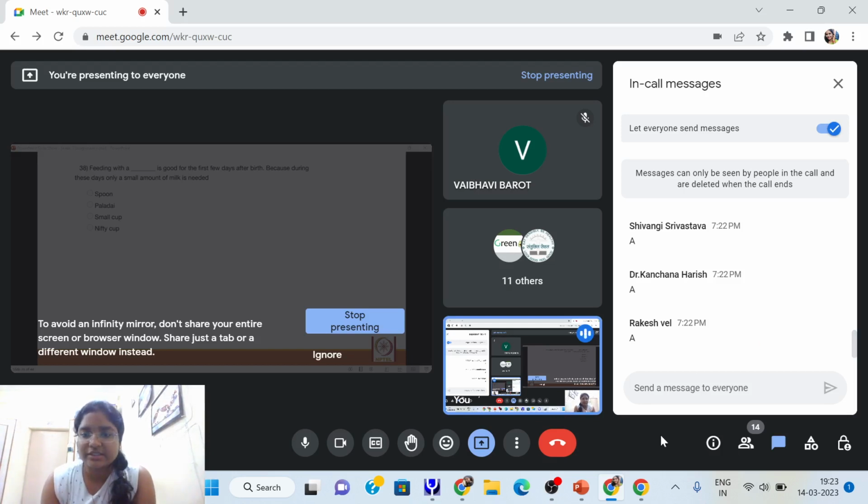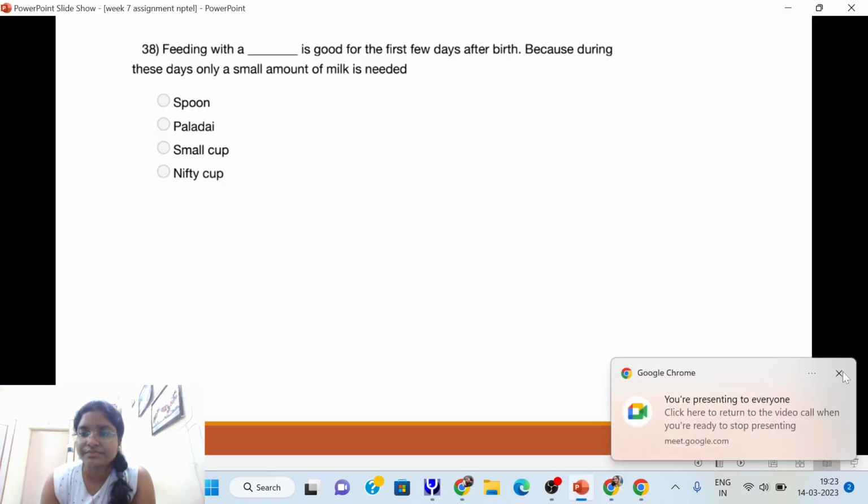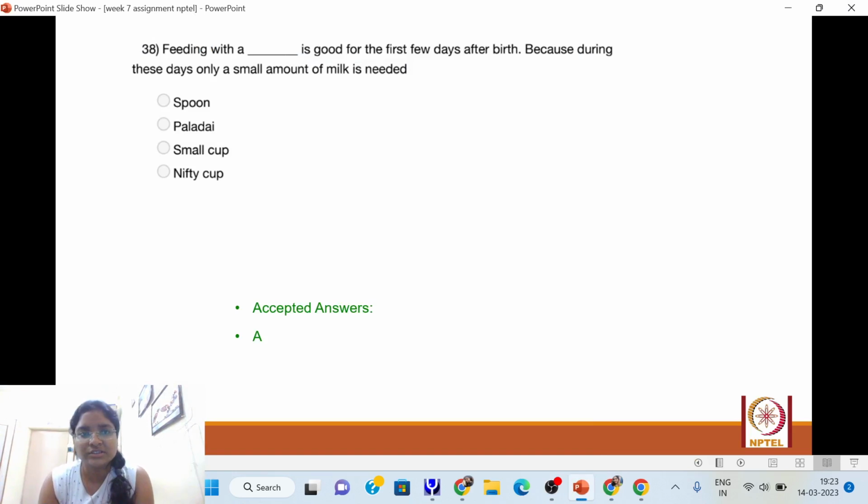Okay, let's see what is the correct answer. Correct answer is spoon. For the first few days, feeding the breast milk with a spoon is enough for the baby, as a very small amount of milk is needed and it will increase with time, right?